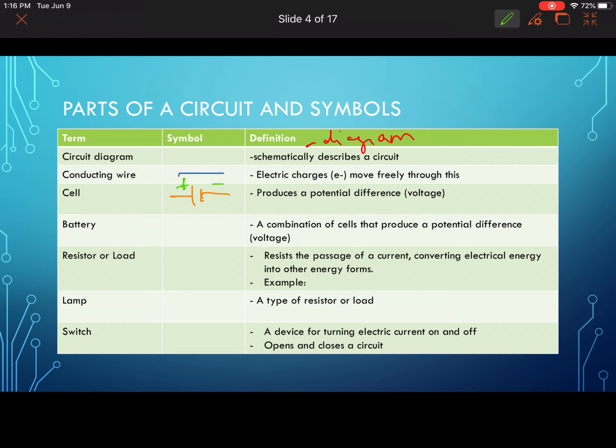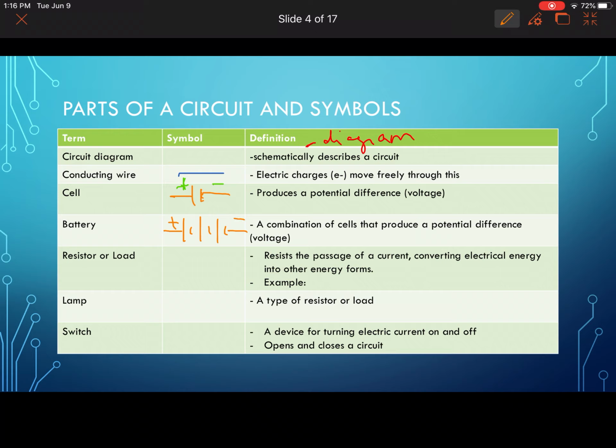Now a battery is just a combination of cells, a bunch of those put together. Again, the combination of cells produces a potential difference, a voltage. If we are to draw that out, we're going to have our line, because this is going to be within a circuit. We can have a couple of them. This is actually 3 cells combined together here. Again, we've got our positive end over here and our negative end over here.